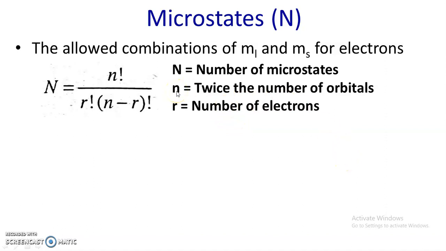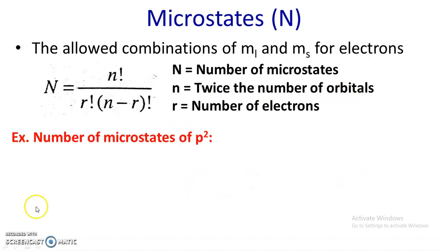For example, for the p subshell there are 3 p orbitals, and therefore the value of small n will be 3 into 2, that is 6. For d orbitals it is 10, for f orbitals it is 14. So n is twice the number of orbitals, and r is the number of electrons. We take an example, the number of microstates for p2 configuration.